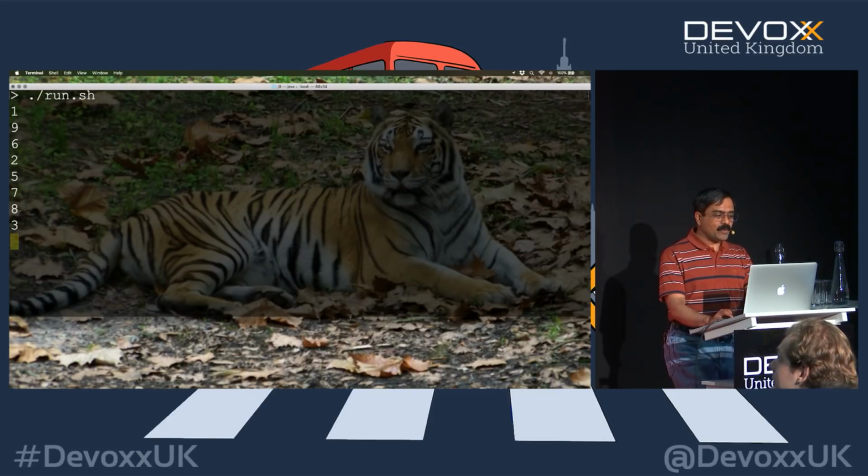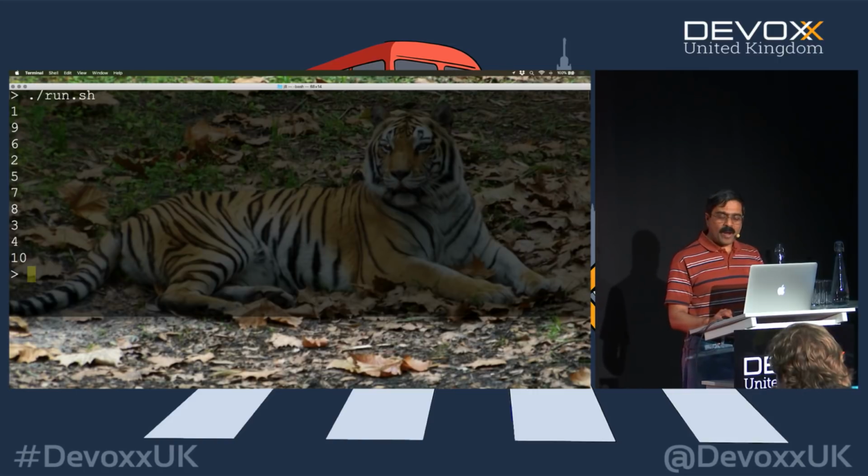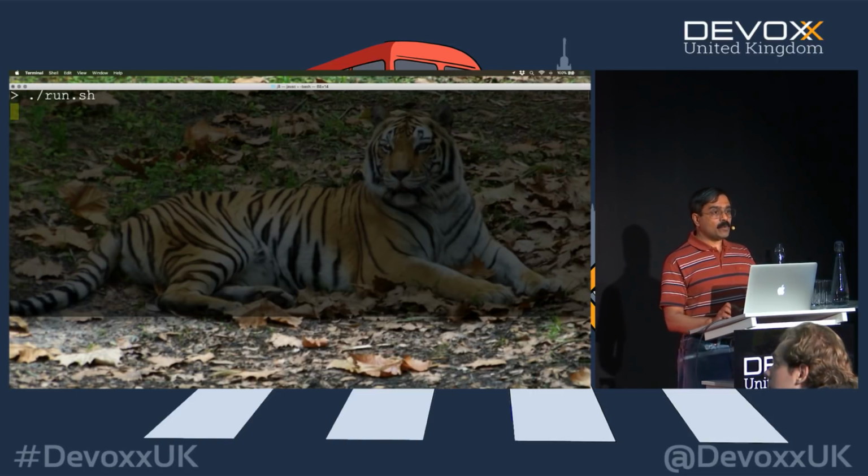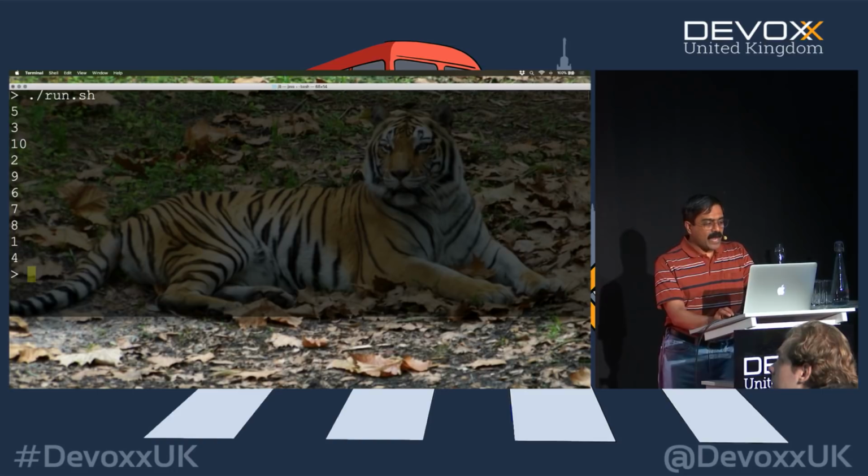As you can see right here, there's no guarantee on the order of execution. It was 1, 9, 6, and 2. But when I run this one more time, notice it is 5, 3, 10.